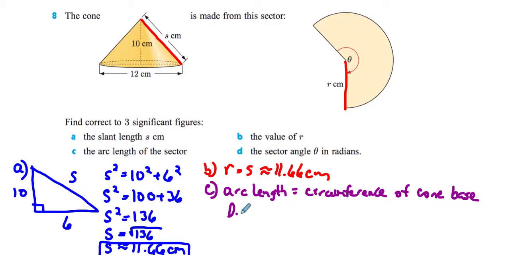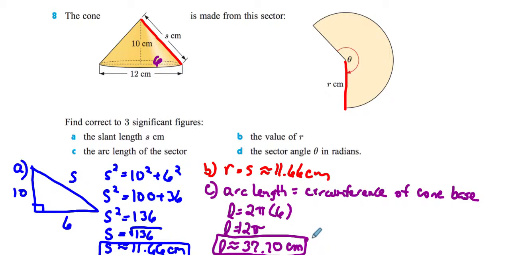And I know that I can find circumference by doing 2 pi r, where r is 6. That's the radius of the cone. So my arc length is 12 pi, which is approximately 37.7 centimeters. So 37.7 centimeters to three significant digits. Notice I just wrote 4 on all these for some reason. I misread the instructions.